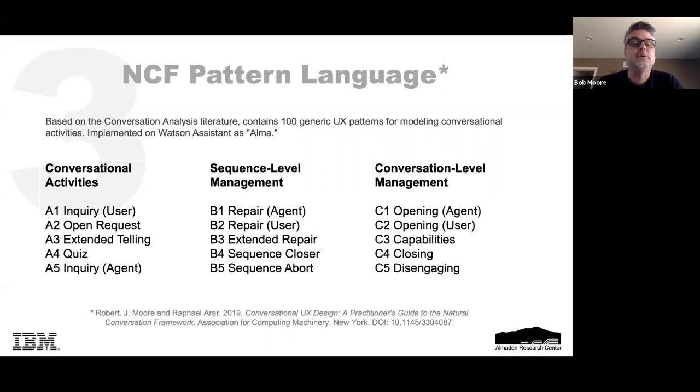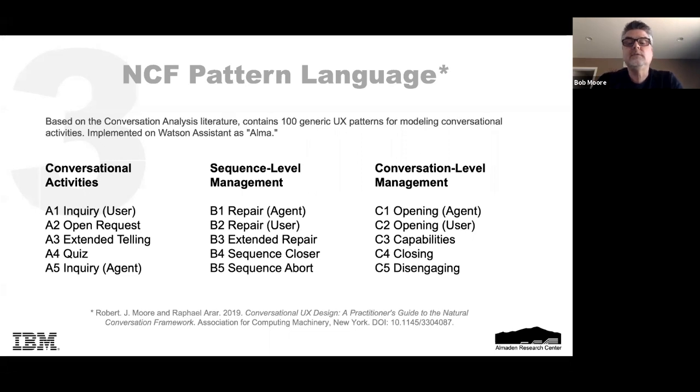Well, you'd use the user inquiry pattern class of patterns there, A1. If you might have an agent that tells stories, like maybe it's for kids and it will tell kids stories, that's A3, extended telling. Or it might give instructions on how to fix things. That's also A3, et cetera, et cetera. So these are going to be like the basic functionality of your agent.